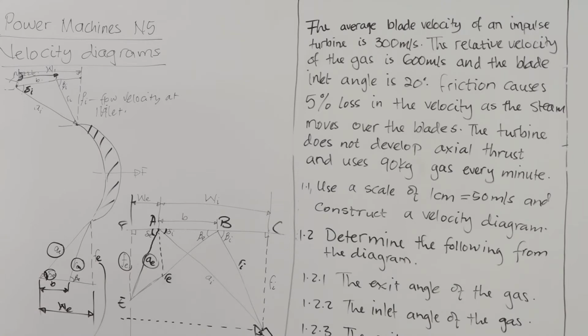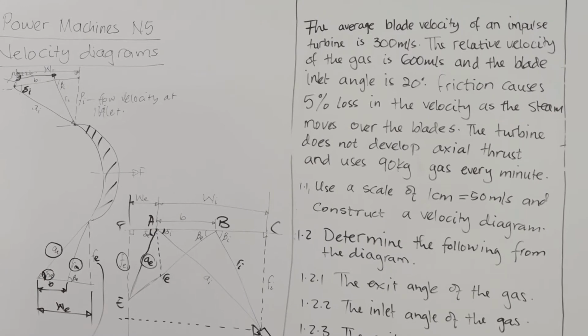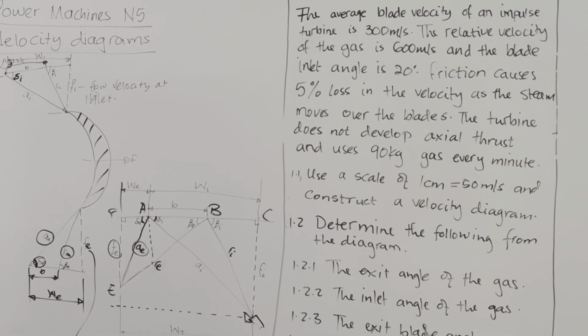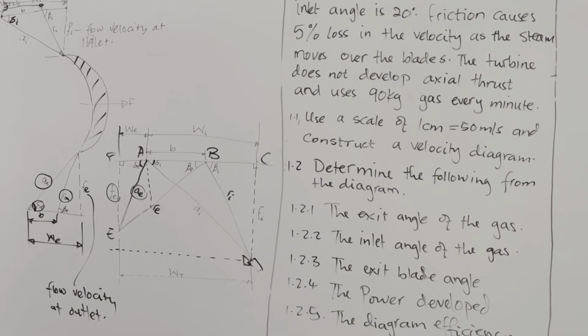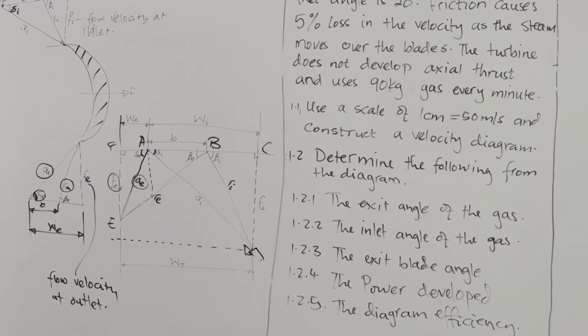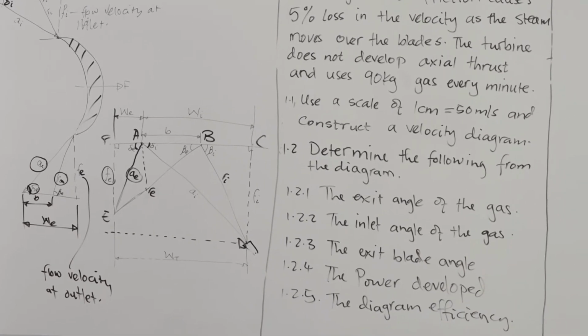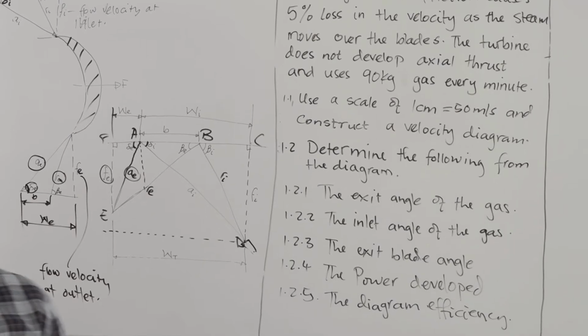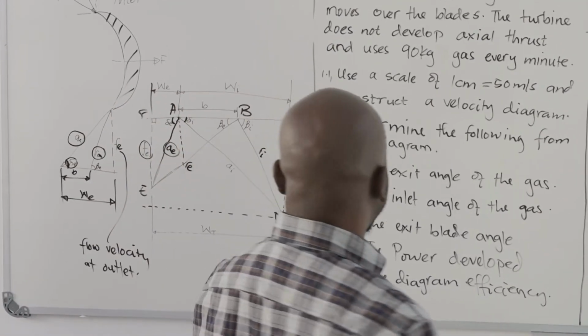And 1.2 reads, determine the following from the diagram. 1.2.1, the exit angle of the gas, 1.2.2, the inlet angle of the gas, 1.2.3, the exit blade angle, sorry. Then 1.2.4, the power developed, 1.2.5, the diagram efficiency. Now we want to see how we actually draw this velocity diagram.